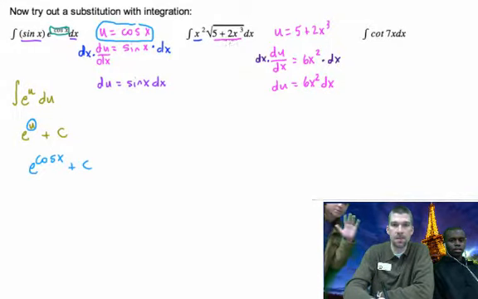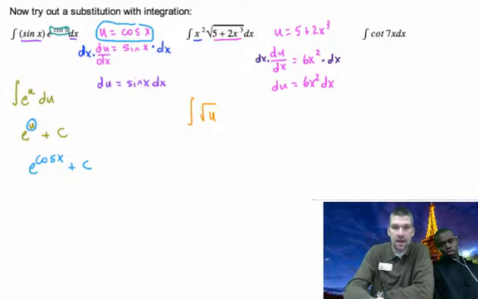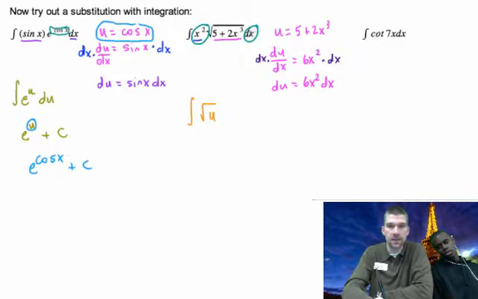Okay. Now, what kind of integral situation is happening? This is what's happening. I've got a u underneath my radical. So I've got the integral of the square root of u. And then notice that I've got x squared dx. So I need an equality statement for that.